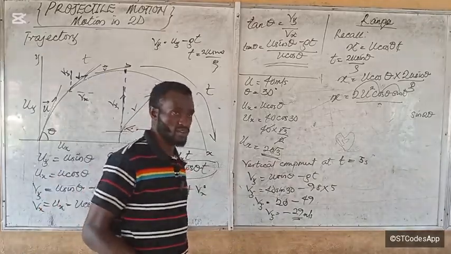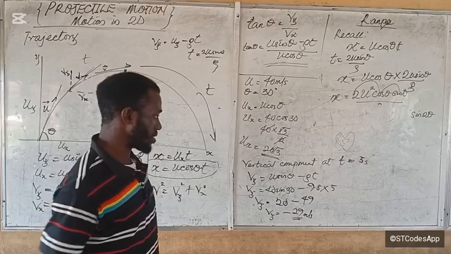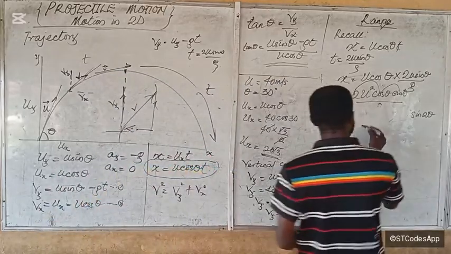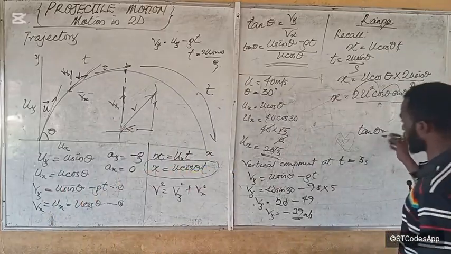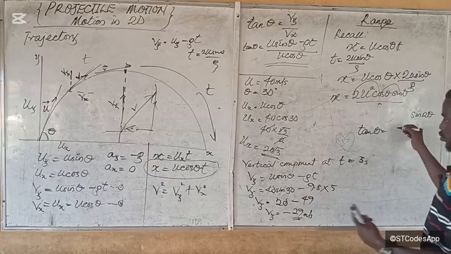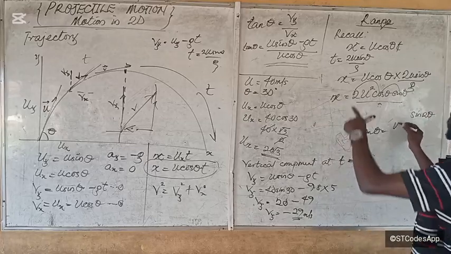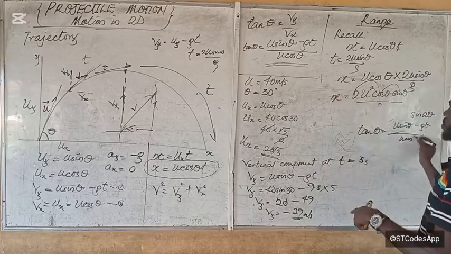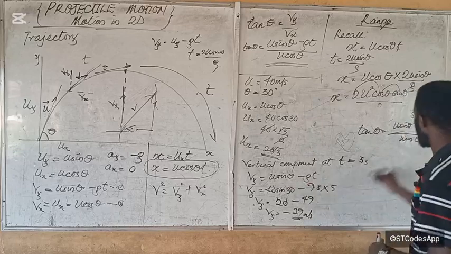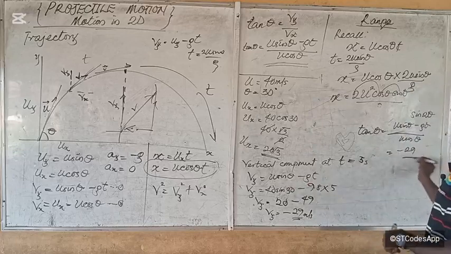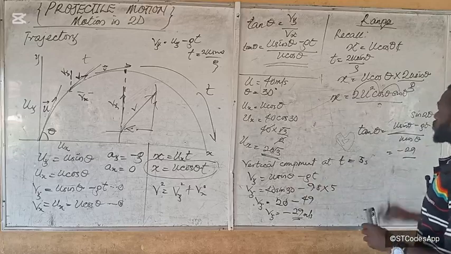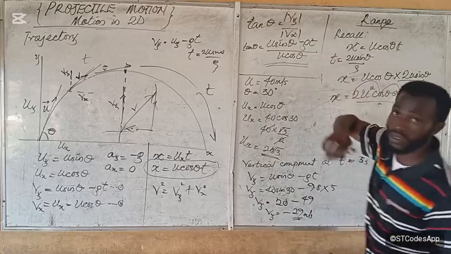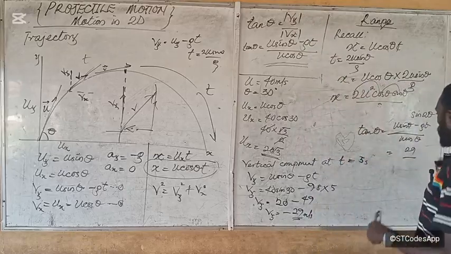According to my question, this is what you will get as your vertical component of the velocity at a particular point. Now, if you are told to find the angle between them, you simply say that tan theta is going to be u sine theta minus gt over u cos theta. And we've gotten this, right? This gave us minus 29 over. But whenever you have a negative here, you take the absolute value, so that will be 29.